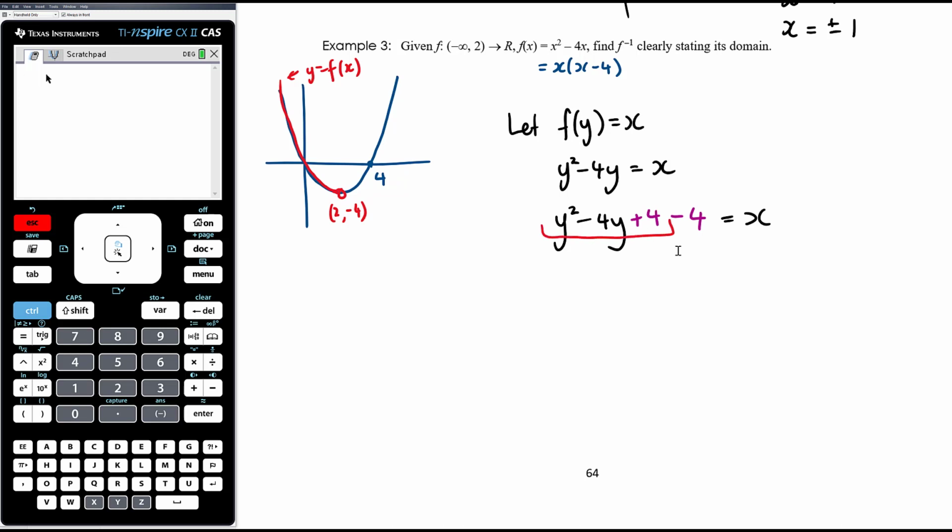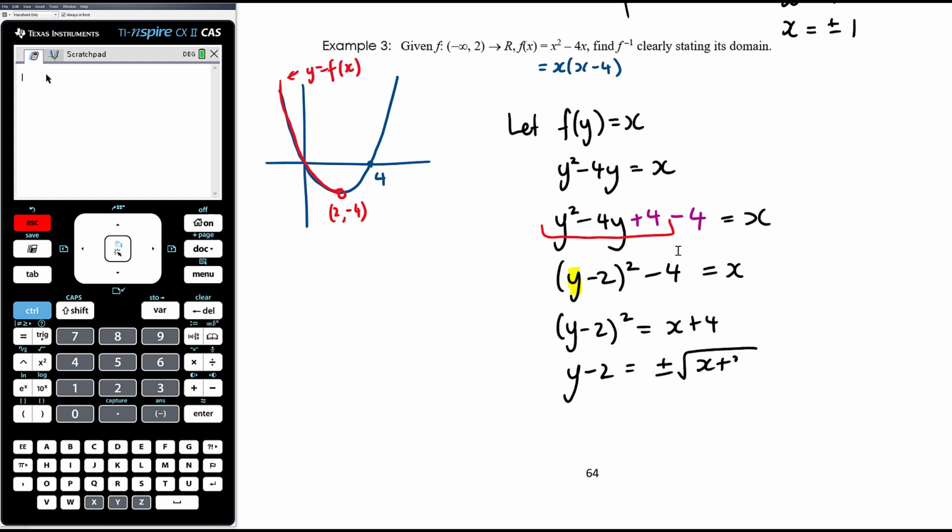So these first 3 terms are your perfect square. That is (y - 2) all squared, and then you've got the take away 4, which equals x. We're trying to make y the subject, and what we've done by completing the square is create an equation where we just have y in one place. So we can now do the same thing to both sides until we get y on its own. So we're going to add 4 to both sides. So (y - 2) all squared equals x + 4. We're going to take the square root of both sides, and it'll be plus minus square root, always.